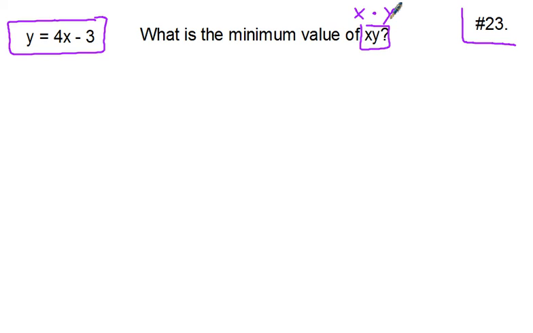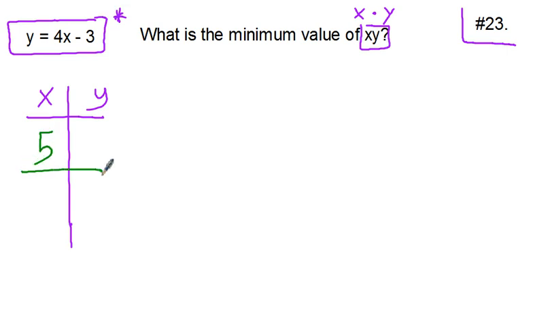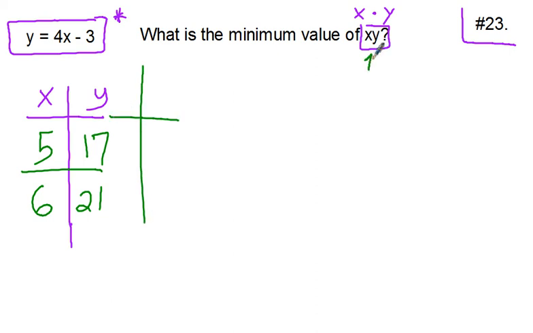So what I'm going to do is just generate a couple of ordered pairs that go along with this equation right here. I'm just making this up off the top of my head. If x is 5, we get 4 times 5 is 20, take away 3, so y would be 17. If x is 6, we get 4 sixes, that's 24, take away 3, you get 21. Now, what I want to know is, in relation to this problem, what is the product of x and y?